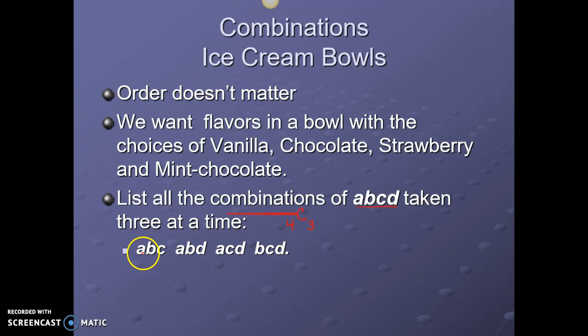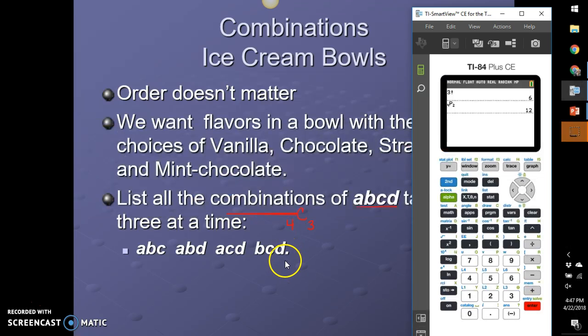And so we have vanilla, chocolate, strawberry; vanilla, chocolate, mint chocolate; vanilla, strawberry, and mint chocolate; and then chocolate, strawberry, and mint chocolate. So we just have 4 of those. If we type this into our calculator, we would come up with the answer of 4. We go to our math key again, over to probability, and this time we're choosing C for combination. In my case it's number 3, and then we have 3 items that we're working with. We hit enter and the answer is 4.